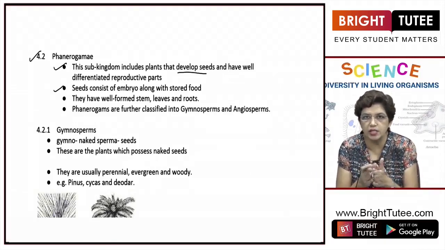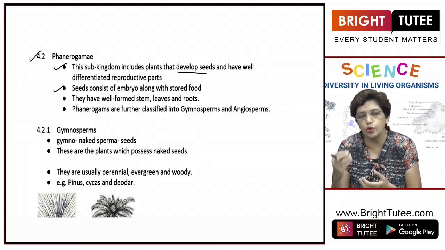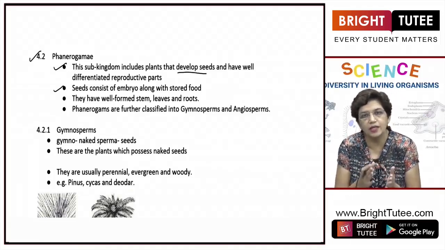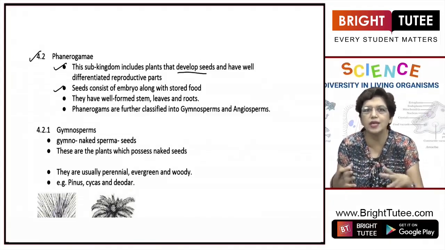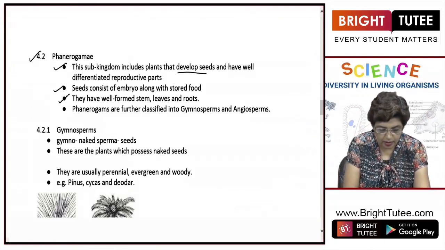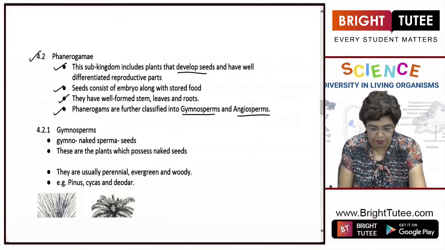When the seed germinates and gives rise to a new plant, in the initial stages, the stored food in the embryo provides nutrients to the seed. And later on, after it develops the roots, it starts absorbing nutrients from the soil. They have well-formed stem, leaves and roots, and they are further classified as gymnosperms and angiosperms.